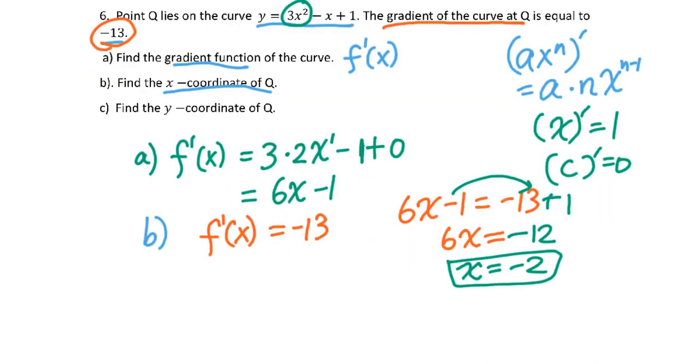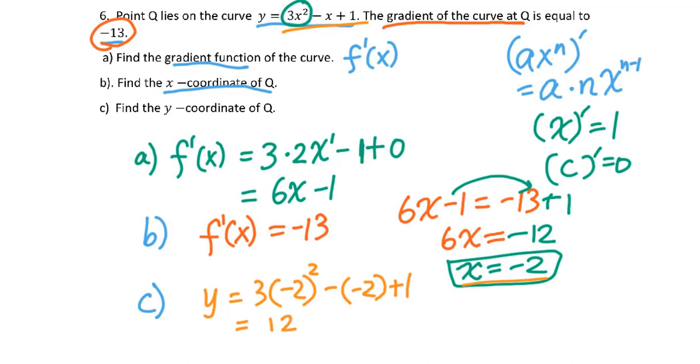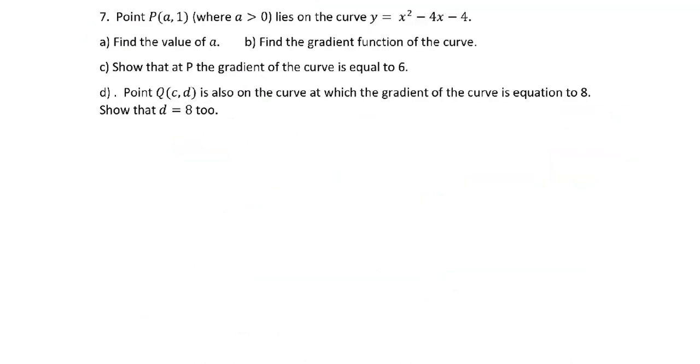That's for B. For C, find the y coordinate of Q. Since you already got this x, to get the y coordinate you just need to substitute the x value into the original function. So you get 3 times 2 squared minus 2 plus 1. 2 squared is 4, so 12 minus 2 plus 1, you will get 11. That's for number 6. Let's go to number 7.